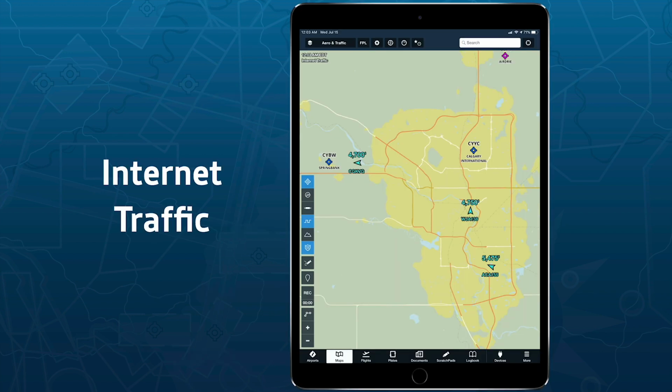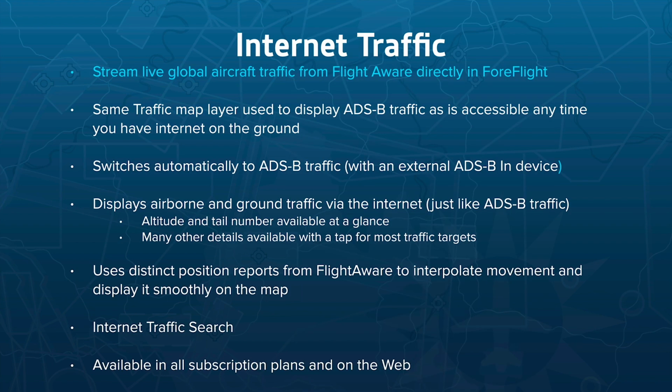Internet traffic. Let's take a look at that. Internet traffic is a really, really neat feature. What it essentially does is import a live global stream of FlightAware traffic directly in ForeFlight. It's the same traffic map layer used for ADS-B devices, the traffic layer that you would select if you had an ADS-B device. And it switches automatically to ADS-B traffic if you are airborne with an ADS-B device.